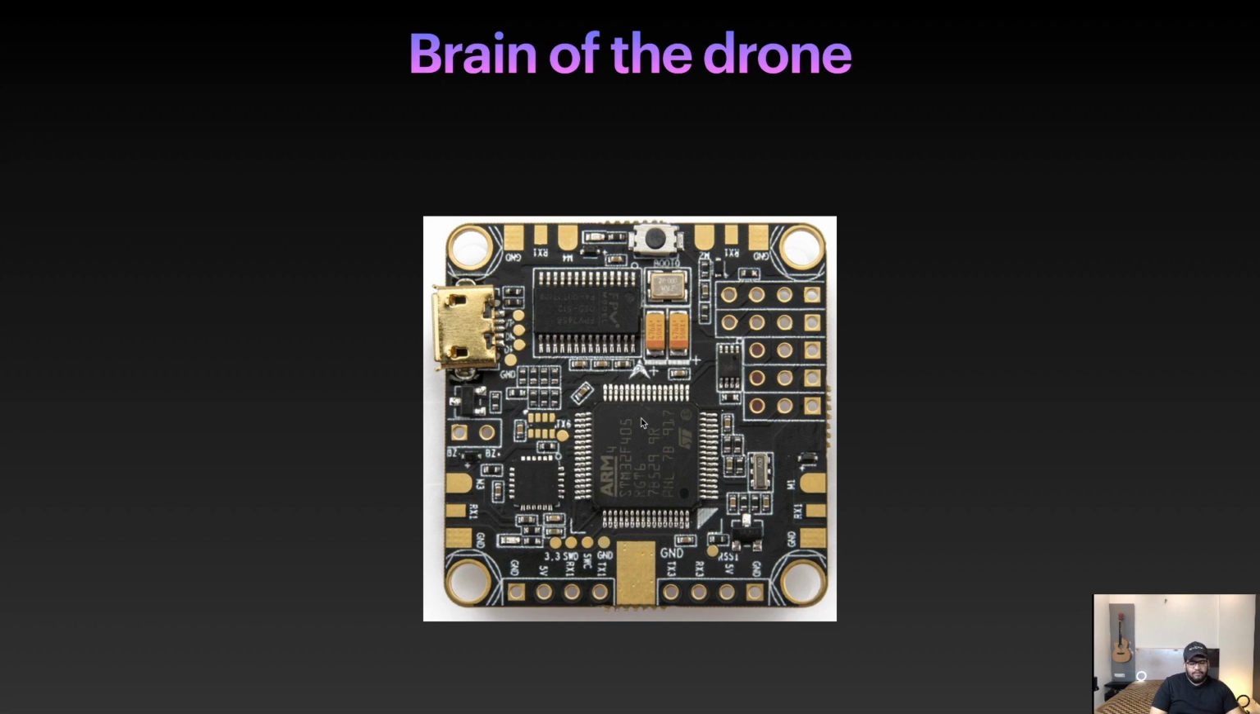For example, if you are doing autonomous drones, then it has more powerful CPUs and more powerful sensors. So this is the main CPU, which is holding the firmware.